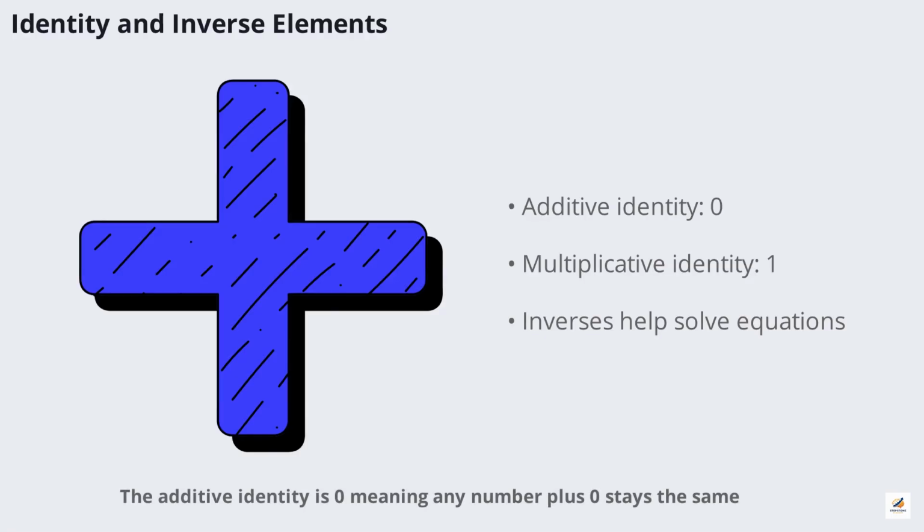The additive identity is 0, meaning any number plus 0 stays the same. The multiplicative identity is 1, so any number times 1 remains unchanged. The additive inverse of a number is its negative, and the multiplicative inverse is 1 divided by the number, except for 0. These concepts are key for solving equations and understanding symmetry in math.